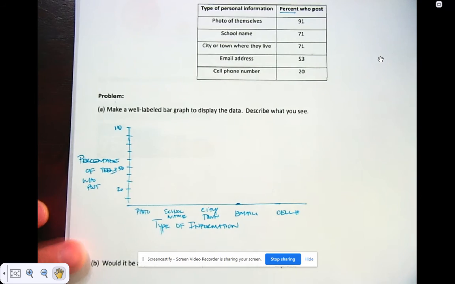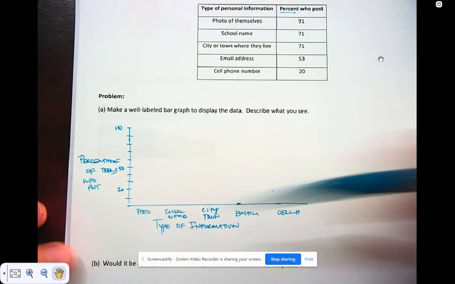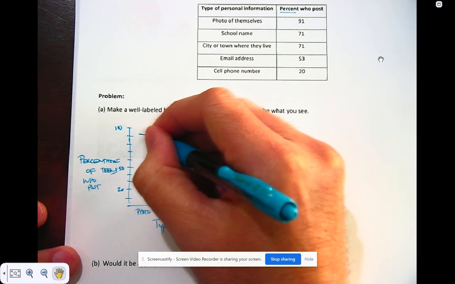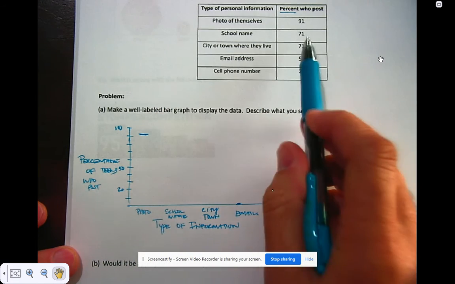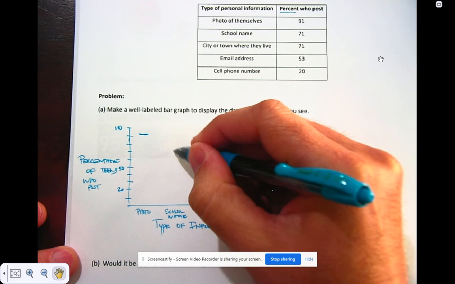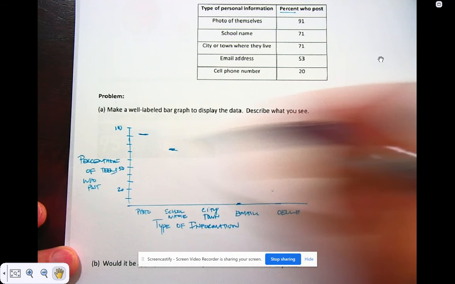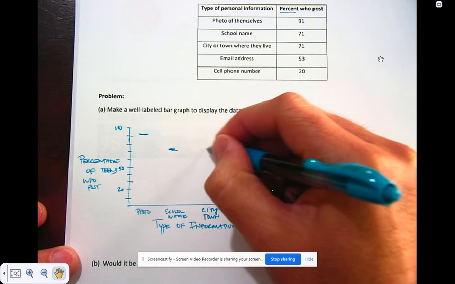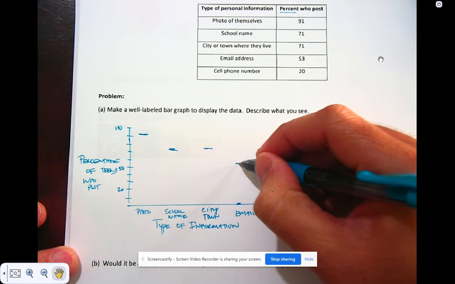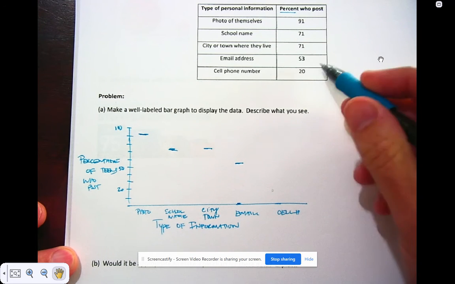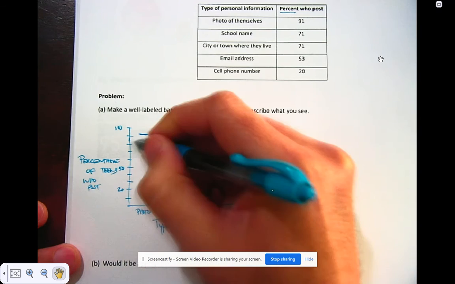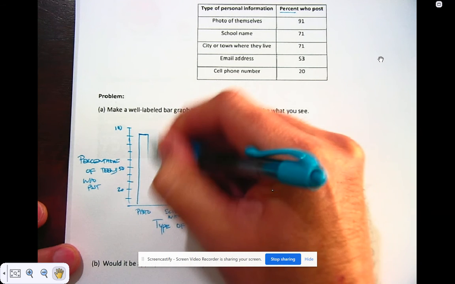Okay, so pretty straightforward, right? Hopefully we've all done a bar graph and we're not stressed out at this point. We've got to get up to 91%, which is going to be right about there. I'll just do a top bar and then we'll draw it in. School name, 71%. So there's 50, 71, somewhere right around there. And then 71 again for city or town. And then 53, so obviously down lower, that was for email, and then cell numbers down even lower at 20, because who wants to post their cell phone number? Okay, so you just draw in your bars.